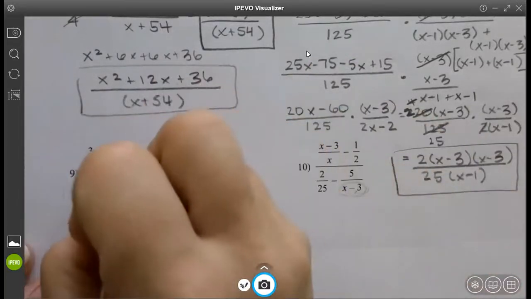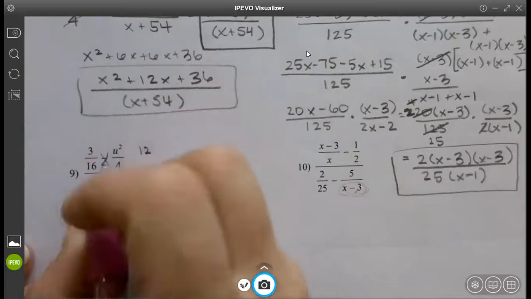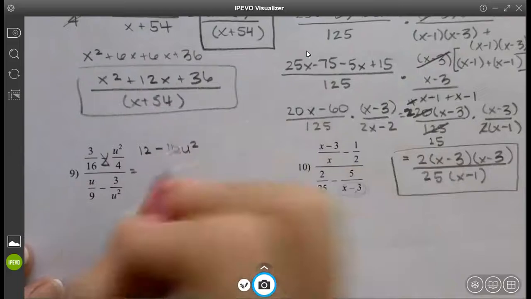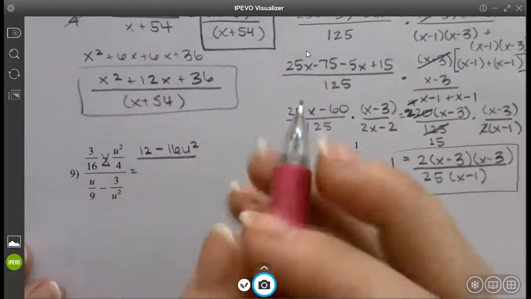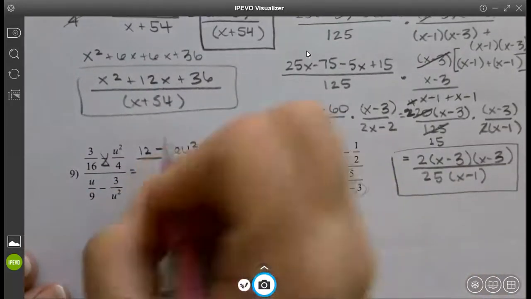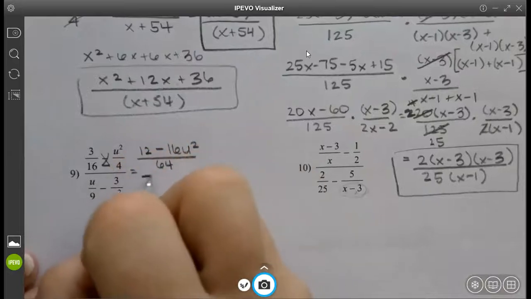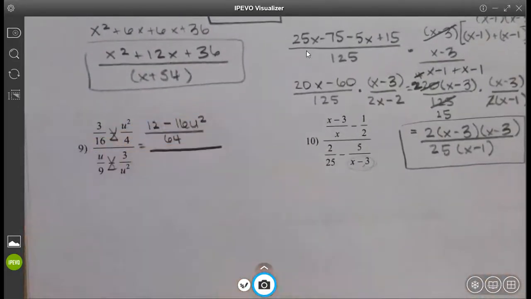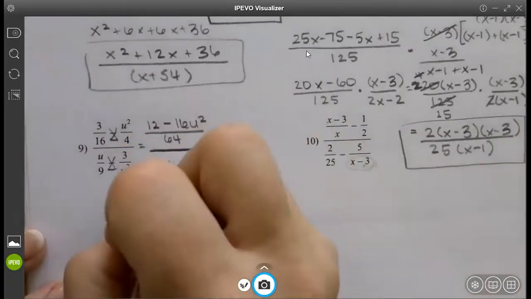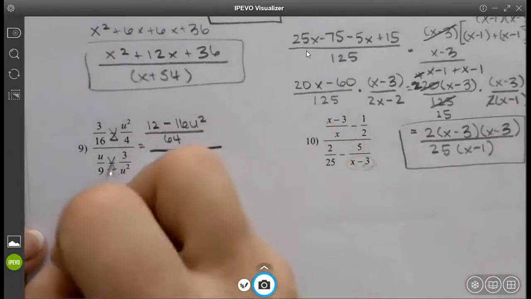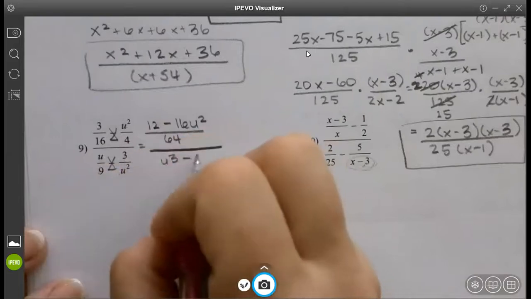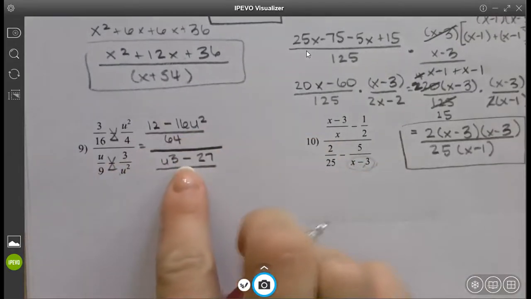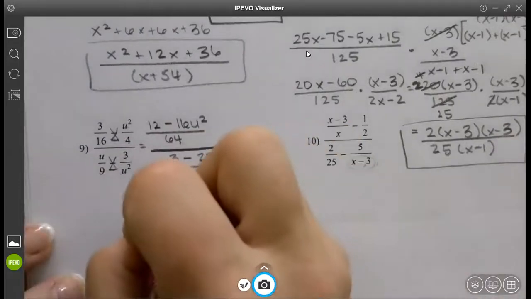We have 3 times 4 is 12. 16 times u squared, there's a minus between, is minus 16u squared. On the bottom, 16 times 4 is 64. Across, we're going to have u times u squared, which is u cubed, minus 3 times 9 is 27. Oh, it's been a while since we've seen one of those, so be ready for that. And then 9 times u squared is 9u squared.